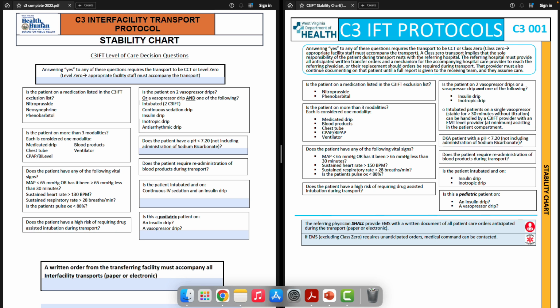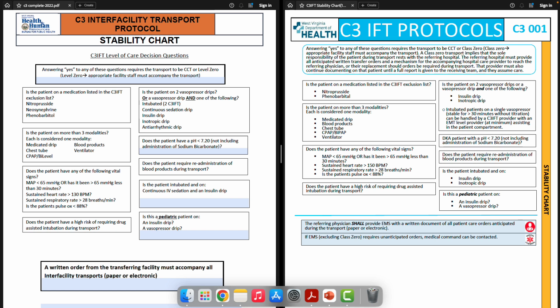Does the patient require more blood? If that is a yes, CCT, same as it was before. If it is intubated and on an insulin drip and on an inotropic drip, then that is CCT. Just as it was before, a little bit of formatting changes. And again, is a pediatric patient on insulin drip or a pressor? If yes, CCT, same as it was on the last one.